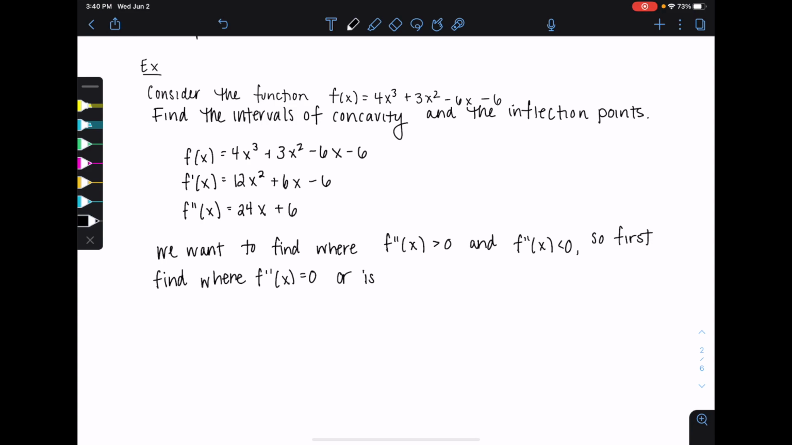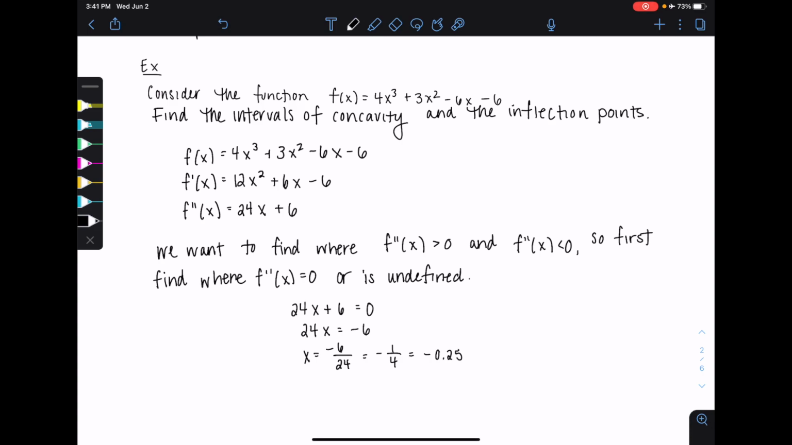Or is undefined, because that is an important number as well. Okay. Fortunately for us, since this is a polynomial, it's never going to be undefined because you're never going to divide by 0. So really, we just need to see where does this actually equal 0. So subtracting the 6 gives us 24x is negative 6. Dividing by 24 really gives us negative 1/4, or negative 0.25.